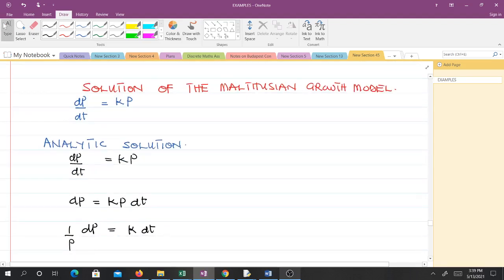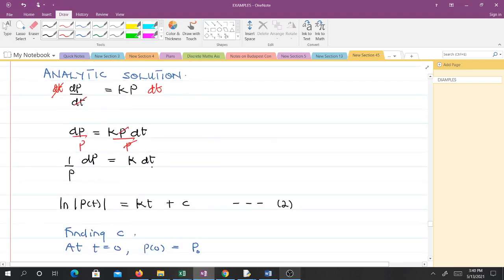So the solution of the Malthusian growth model. So we have dP/dt is equal to k times P, right? So we can find the analytic solution to it using the method of separation of variables. So we have dP/dt is equal to kP. Alright, so we can multiply through by the dt. So when we do that, we have the dt here, then the dt here, but this dt will cancel this dt. So we have dP will be equal to kP dt. Alright, then we can divide through by P. So this P will cancel this P, and I will have 1 over P dP will be equal to k dt.